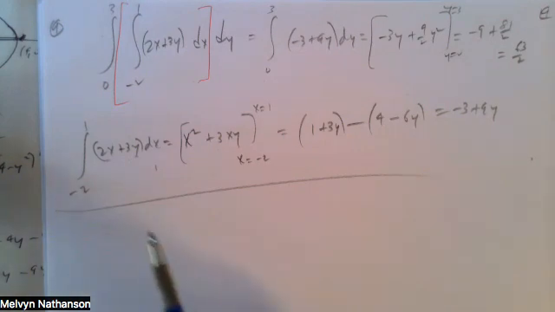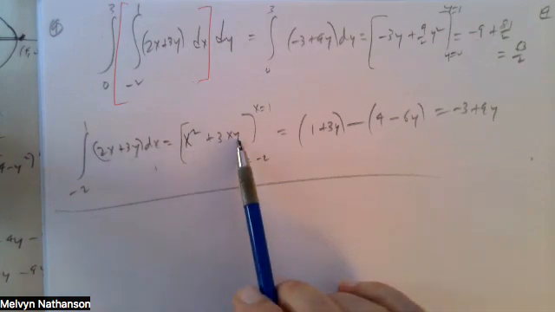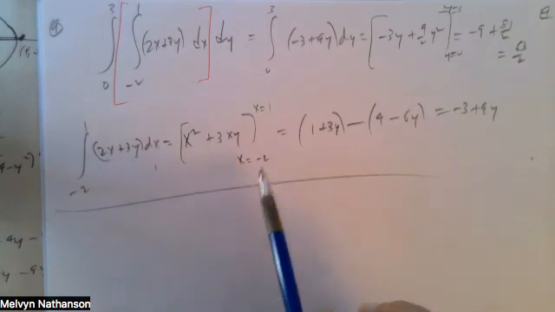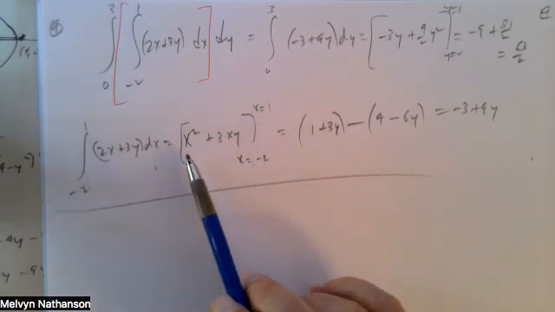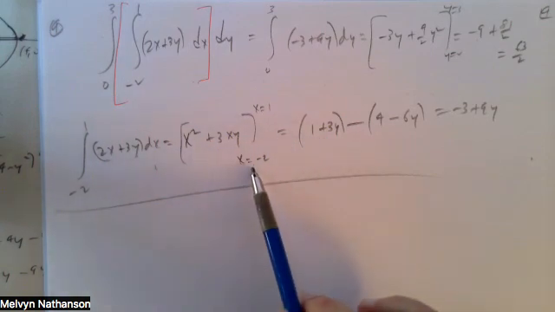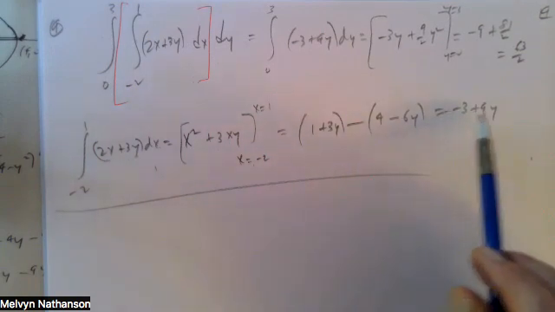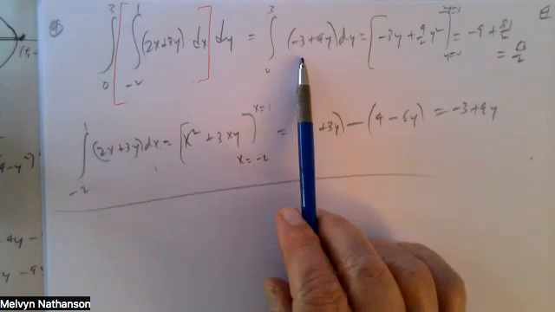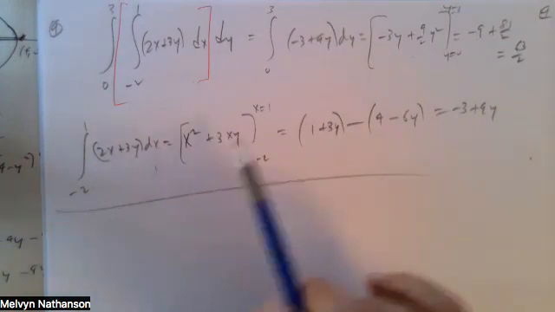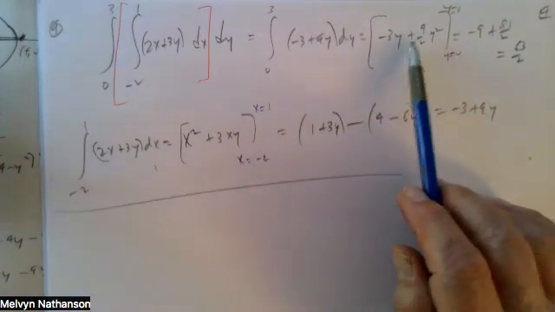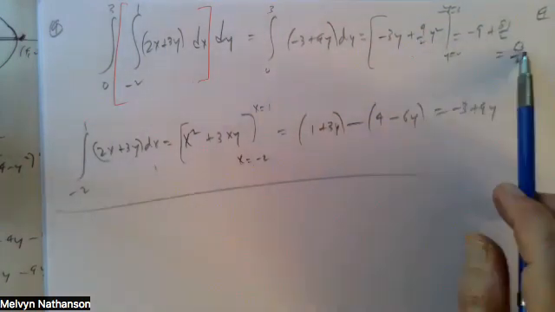Okay. So when I integrate 2x plus 3y with respect to x, I get x squared plus 3xy, evaluated from -2 to 1. X goes from -2 to x goes to 1. So when x is 1, I get 1 plus 3y. When x is -2, I get 4 minus 6y. That's -3 plus 9y. I'm integrating that with respect to y. -3y plus 9 halves y squared. When y is 3, this is -9. This is 81 over 2, 63 over 2.